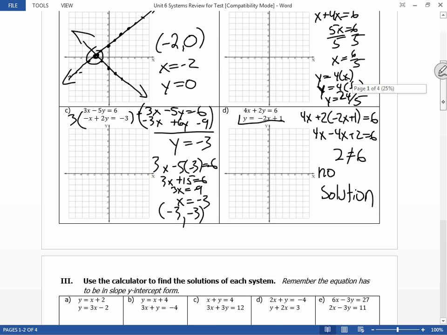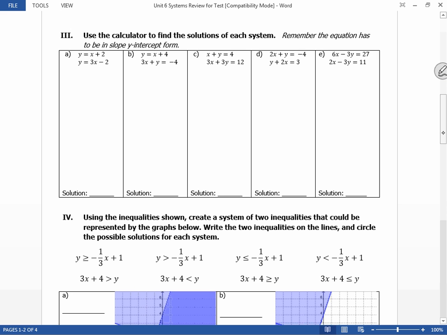Let's keep right on going. For this, it says use the calculator to find the solution. So let me bring the calculator up.